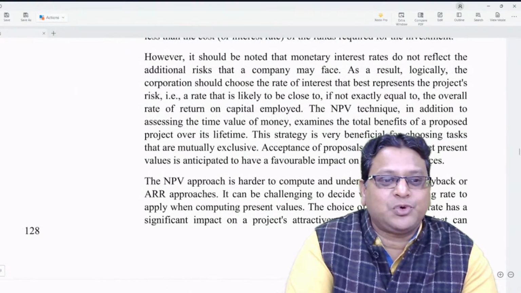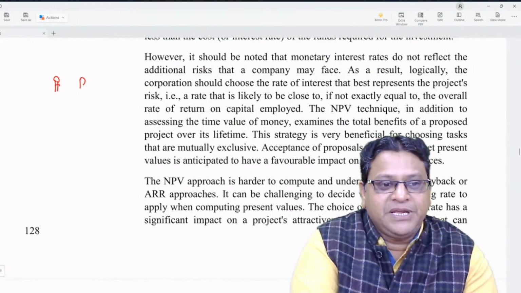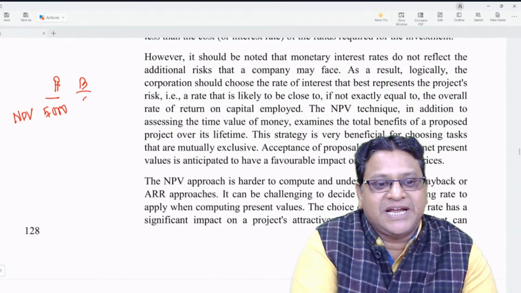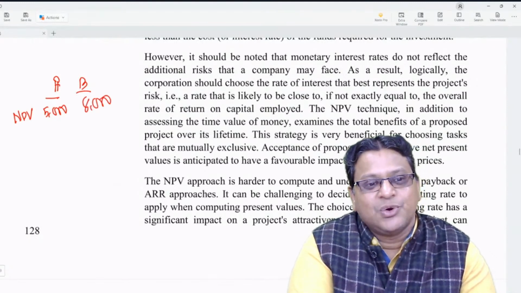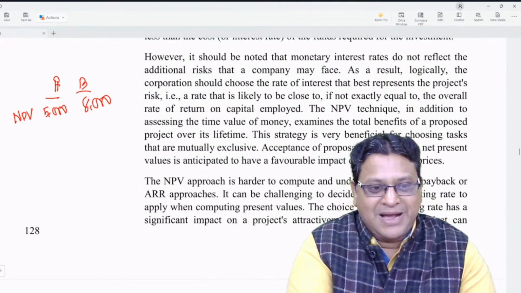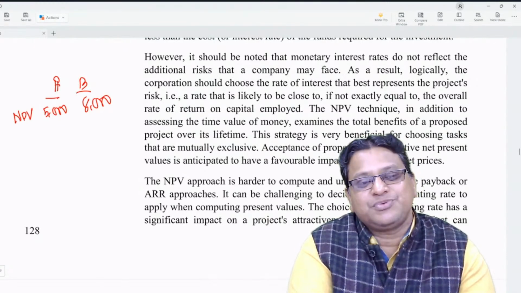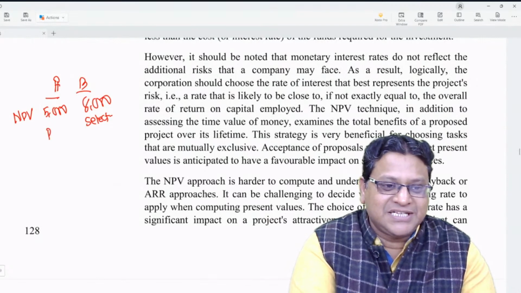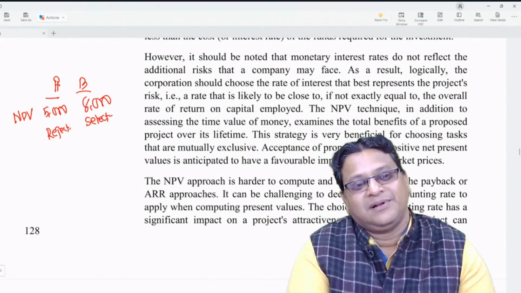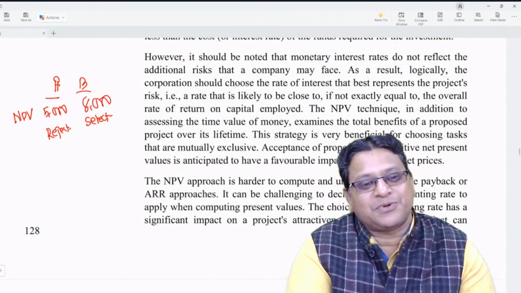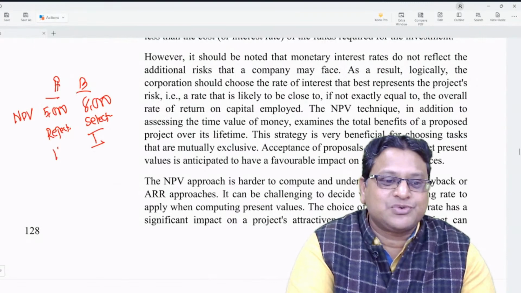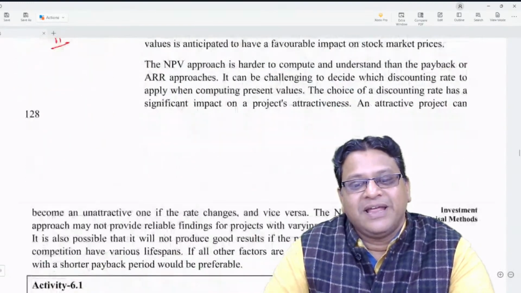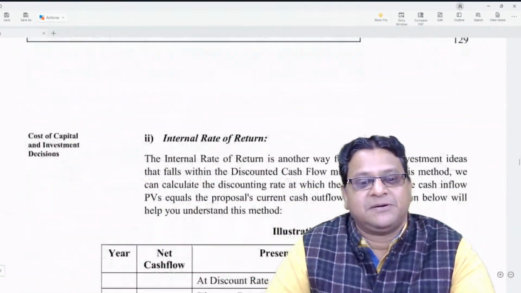Let's take an example. Suppose there are two projects, project A and project B. NPV is given. NPV of project A is 5000 and project B is 8000. Then in this case, which project do we have to accept? If we have to choose one, we have to select project B, and reject project A. Or if you have to prioritize the projects, first we will do project B, next we will do project A. This is how the decision is taken under the NPV method or net present value method.